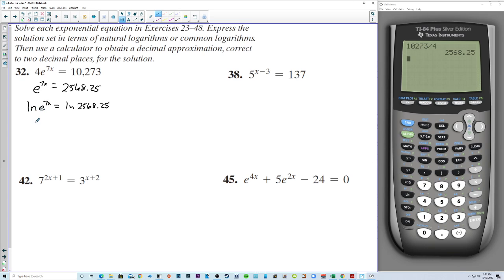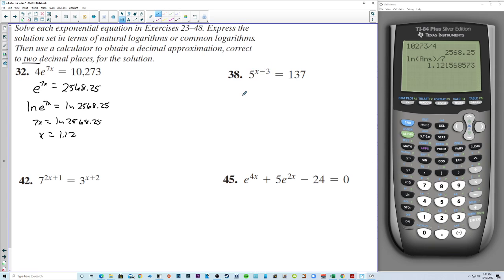So these have the same bases, so that's just 7x is equal to the natural log of 2,568.25. So x is equal to the natural log of, well, this answer, and we're going to divide that by 7. We get 1.12. It said 2 decimal places. Normally we go to 3, but it says 2 decimal places.